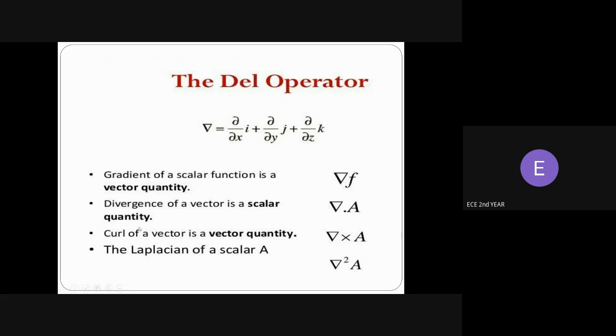And the third one, curl of a vector is a vector quantity. Curl of a vector is nothing but del cross A, right? And the result, which is nothing but a vector, will have both magnitude and direction. Finally, the Laplacian of the scalar, del square A, simply the formula is given. Okay, these are three important observations.